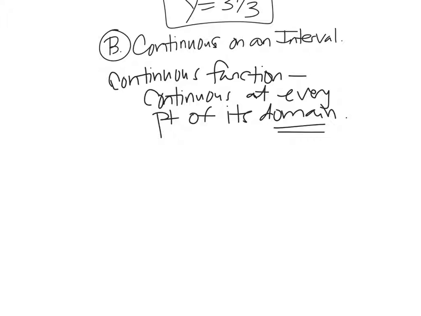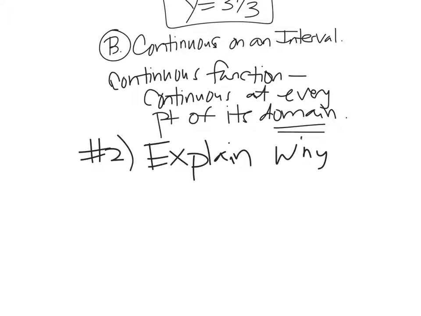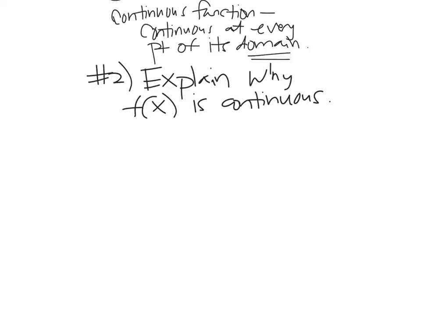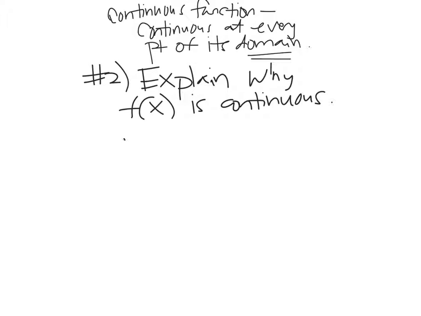Okay. So, for example, here we go. Number 2. They're not even going to ask you a question, they're going to say, explain why the function is continuous. And you're going to look at it and say, but it's not. Explain why f of x is continuous. I would sit there and argue with my dad and say, it's not continuous. And then he'd say, well, let's go back to the definition. And he was right. So f of x is 1 over x.